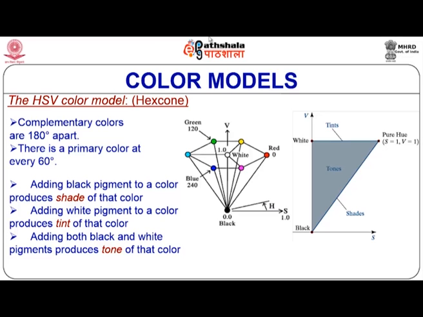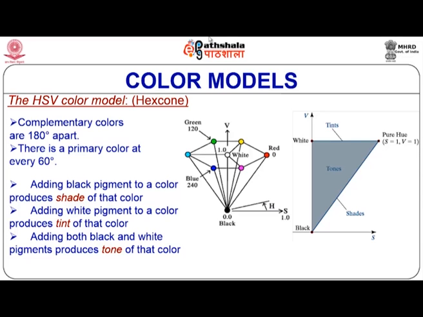Adding a black pigment to a color produces a shade of that color. We have the important terminology here: shades, tints and tones. We get a shade of a color when we add black pigment to the pure color. That means as we add black, we get a shade of that, and the shades lie on the boundary and move towards the bottom. All the colors that lie on the outer surface of the hexagonal cone, from the top plane to the vertex, are shades. So when we add more and more black pigment, we get colors close to the vertex.